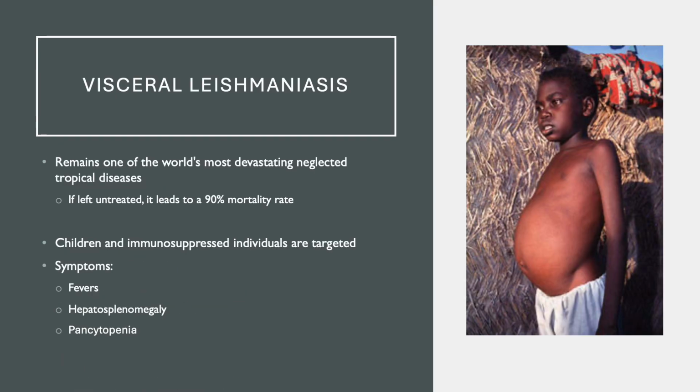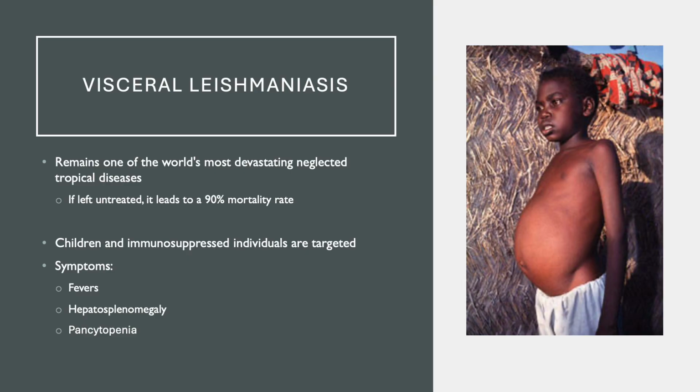This is visceral leishmaniasis, and it is one of the most neglected tropical diseases worldwide, with the highest number of cases found in the Americas, East and North Africa, and West and Southeast Asia, with 50,000 to 90,000 new cases reported worldwide each year. Clinical symptoms often don't develop until weeks to months after infection has occurred.